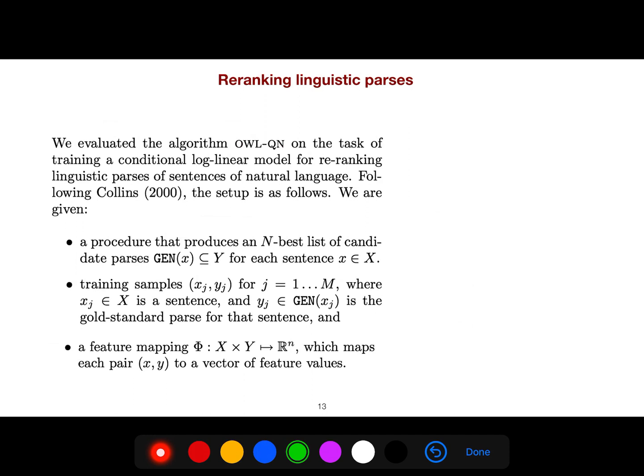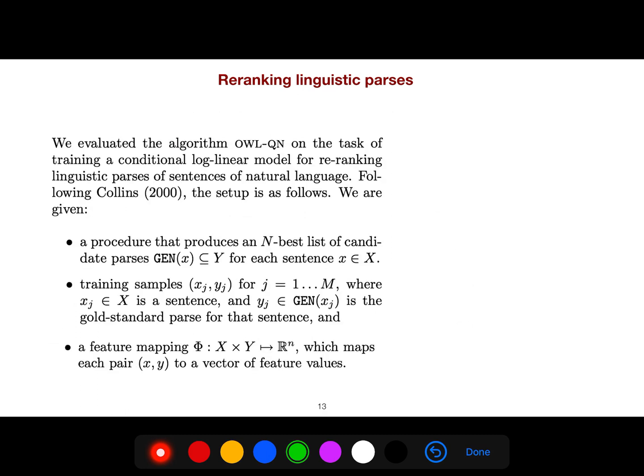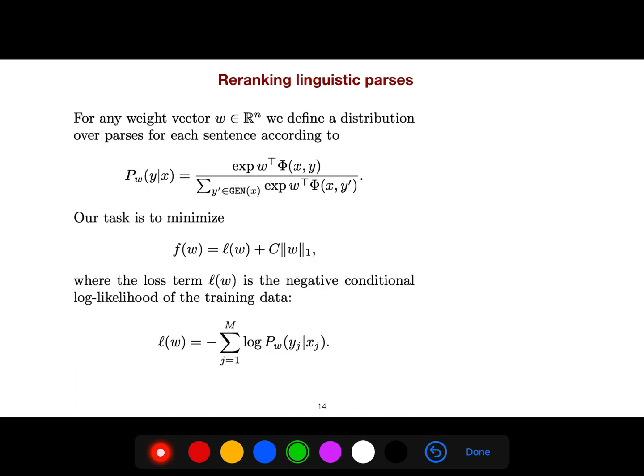So what is important for us is how we can use this for re-ranking linguistic parsers, which is the original goal of this playlist. All of these articles, as I said in the previous lecture, are inspired by the work of Collins in 2000. And so first we assume that we are given n best candidate parsers. And then we have training examples for each sentence xi, and y is the gold standard parse of that sentence. And of course a feature mapping, which maps x and your parse to a vector of feature values.